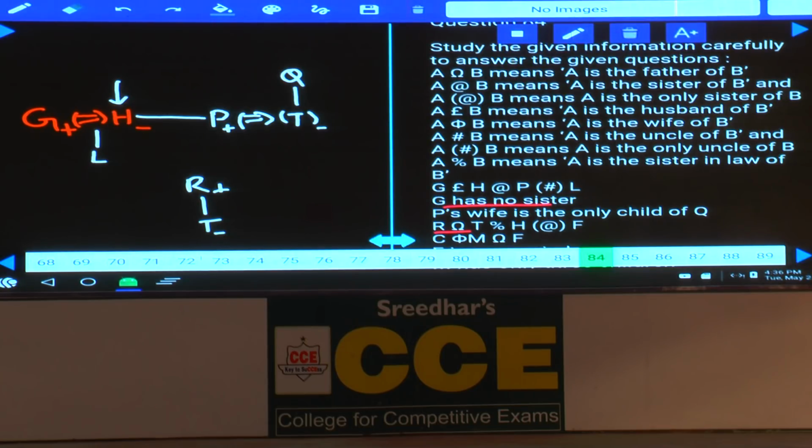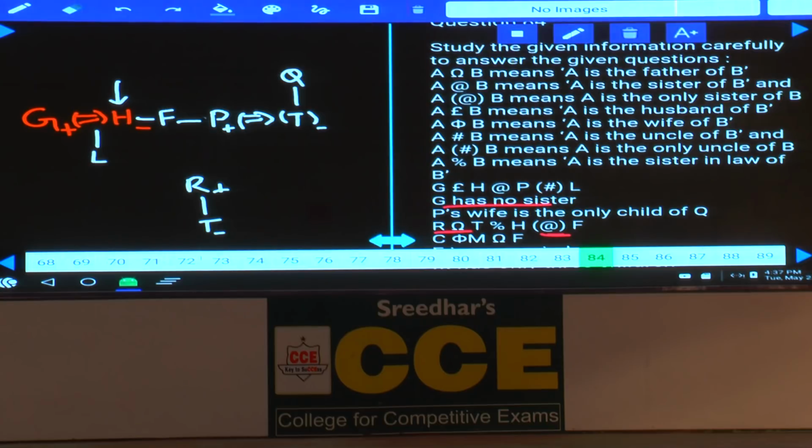Clear now? Now T percentage H means T is the sister-in-law of H. And H bracket at the rate of means H is the only sister of B. Now this H is the only sister of B. As of now H is the sister of P, and H is the sister of B as well. And H, P, and F: H is the only sister of F. As H is the only sister of F, H, P, and F are siblings to each other. Are you following this or not? H, F, and P are siblings.